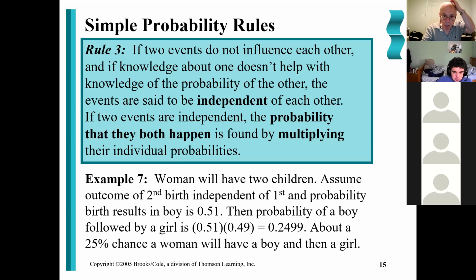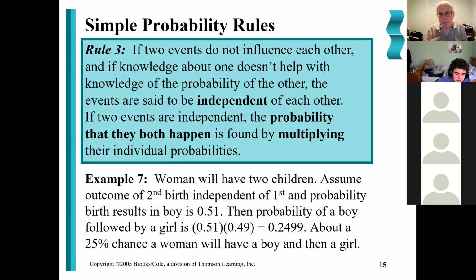So here's an example. A woman will have 2 children. Bad English again. Assume the outcome of the second birth is independent of the first birth, and the probability of a boy is 0.51. Again, very terrible English. I didn't write this, by the way. Then the probability of a boy followed by a girl: let's say the first child is a boy, and the second child is a girl.